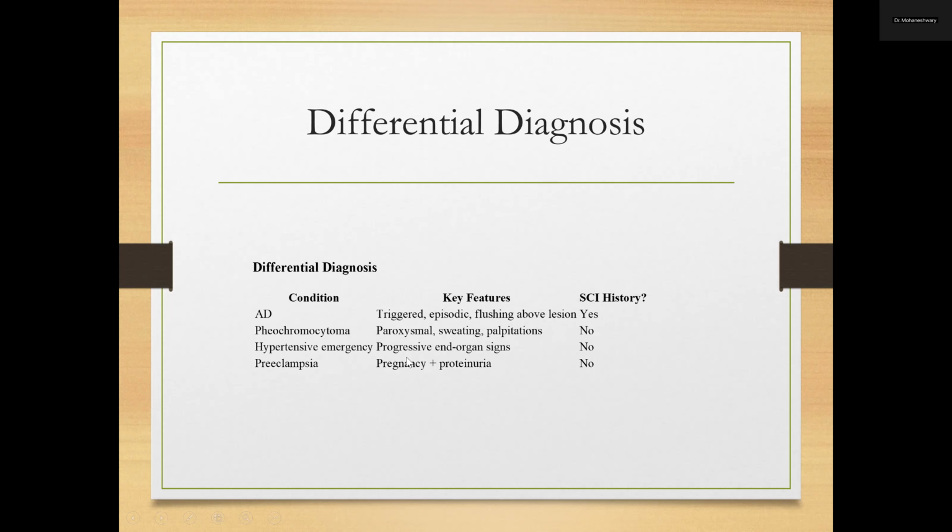Hypertensive emergency is the same. They come in with progressive organ signs and symptoms, and no spinal cord injury history as well. Preeclampsia, please don't forget this. But in preeclampsia, of course, the obvious history is pregnancy. And when you do a urine dipstick, they've got proteinuria. And they don't have spinal cord injury history as well.